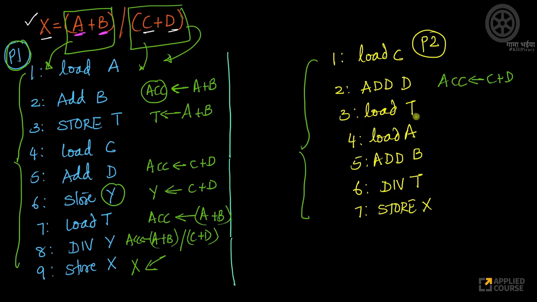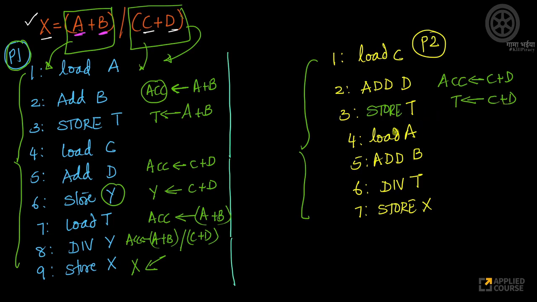Then it says load T, right? Actually, this should be store T, not load T. I'm sorry. So I should store it into T. So what happens here? Into T, I'm storing C plus D, whatever is there in the accumulator, and the accumulator consists of C plus D.